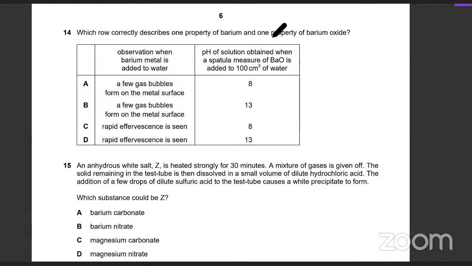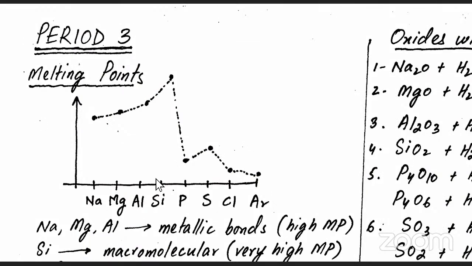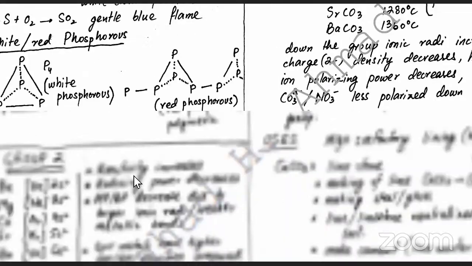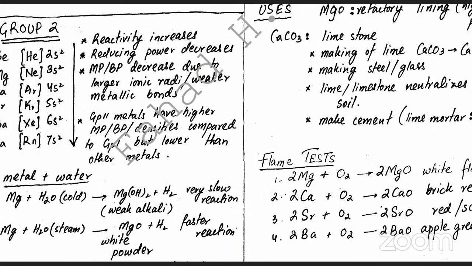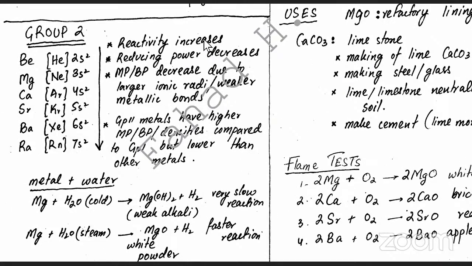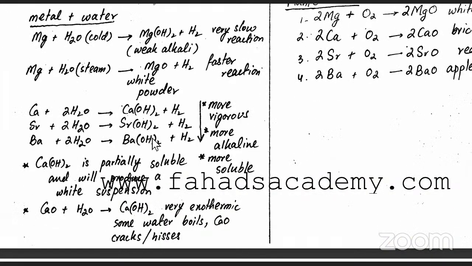Which row correctly describes one property of barium and one property of its oxide? So observation, barium metal is added to water. Will it be a vigorous reaction or not? Rapid effervescence or a few gas bubbles? Vigorous. It's going to be vigorous. Remember in group 2, when you go down the group, the reactivity increases, and the reactions become more vigorous when they react with water.